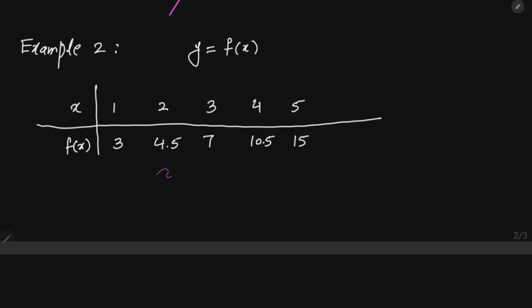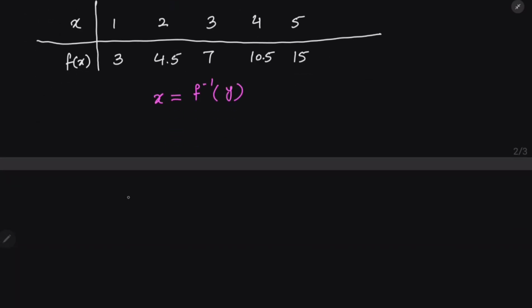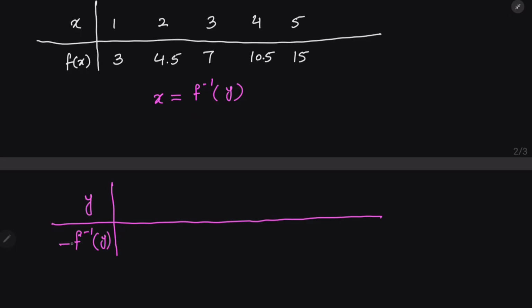And if we want to find the inverse of that function, then x is equal to f inverse y. So what we do, we make x equal to y and y equal to x. So we have y, and this is f inverse y, which becomes x. You know that in the previous example, we already saw that we are happy in mathematics to replace this y with x and x with y.